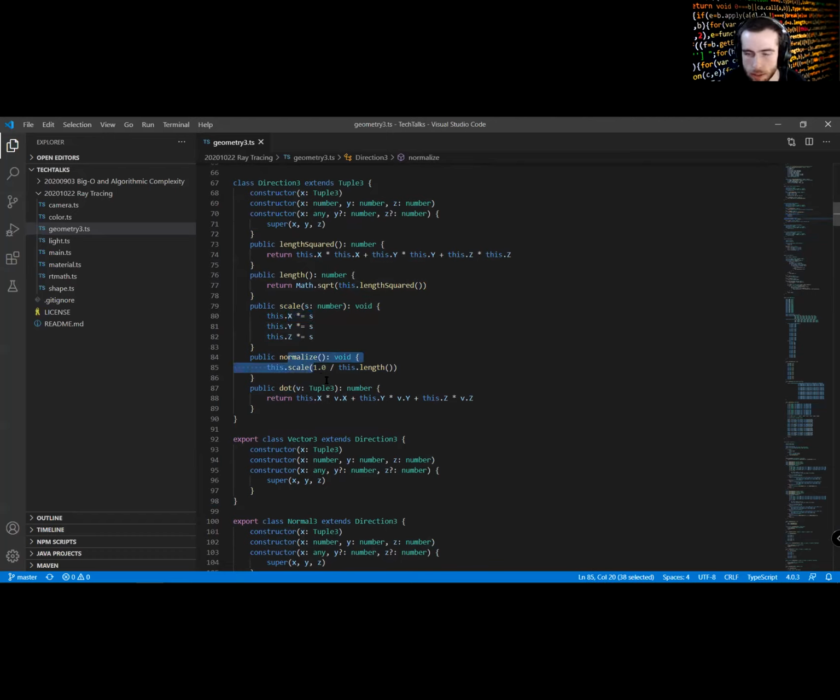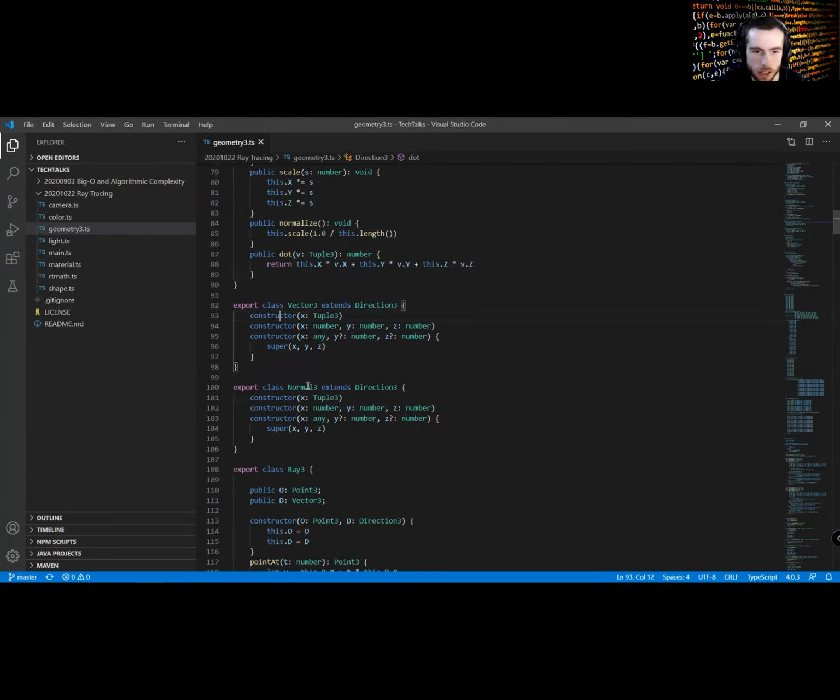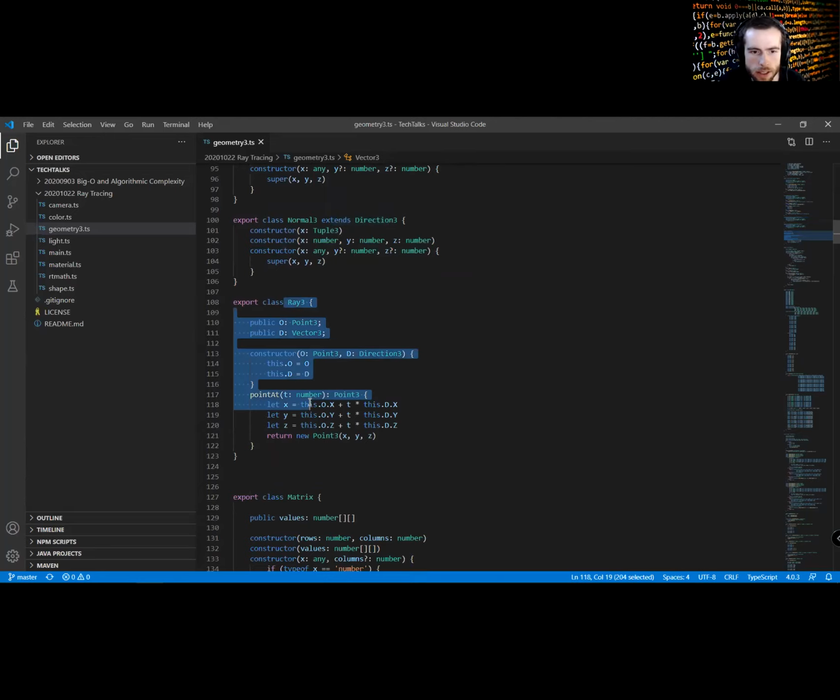Normalizing, we just divide by the length, which you calculate up here. And then the dot product is pretty simple to calculate. It's just the sum of the products of the components. And then there are two classes, vector3 and normal3, and they both inherit from direction3. Anyway, and then there's ray3.